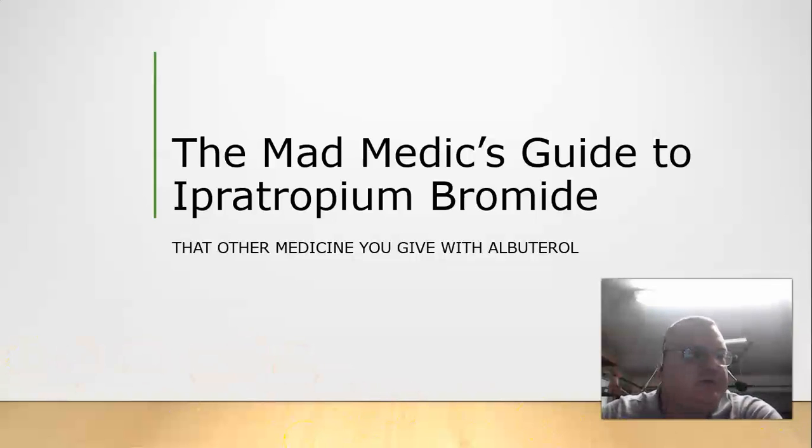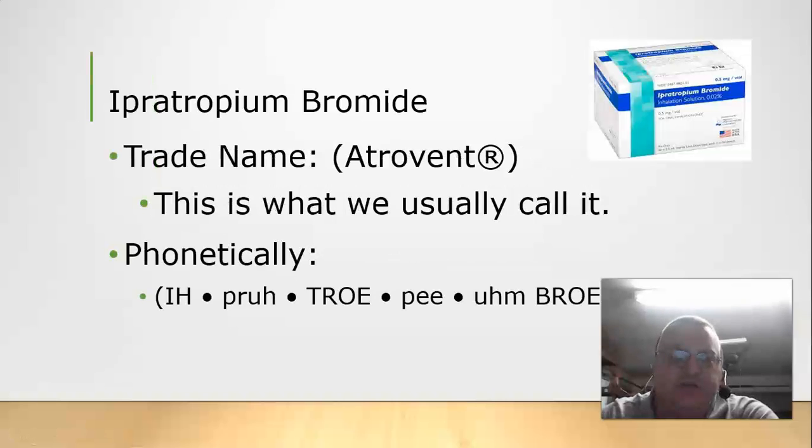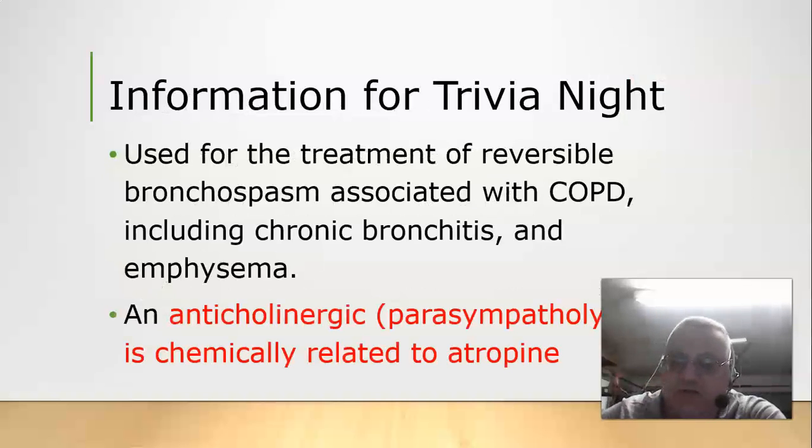And so let's go over this just a little bit and talk about some of the pros and the cons, and when you use it and when you don't use it. Again, the trade name is usually Atrovent, so we usually say albuterol Atrovent, and it's just easier to say, and that's usually why we do it. But again, you got to know that other name. So a couple things you need to know for trivia night: it's used for reversible bronchospasms with COPD, including chronic bronchitis and emphysema. So your COPD patients, even your asthmatics, it works pretty decent on.